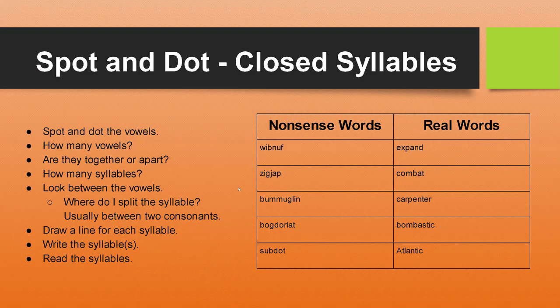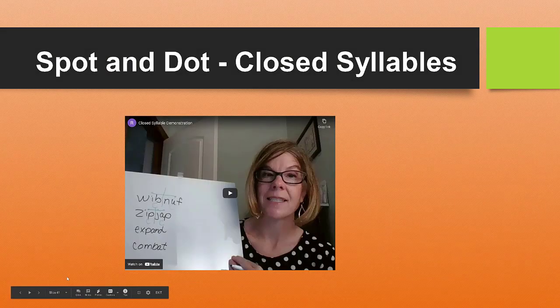So let's take a moment to look at spot and dot for closed syllables. Again, you will notice out to the side that we have the questions asked that we need to know in order to understand how to spot and dot syllables. So let's take a moment now to watch how we would combine and divide words with closed syllables, and you'll see the spot and dot strategy in action.